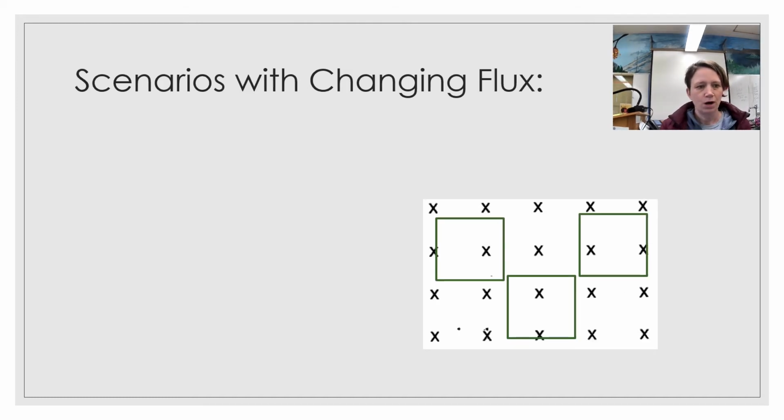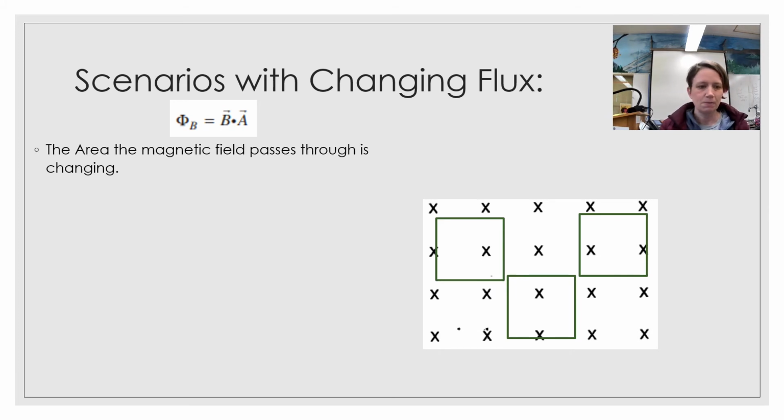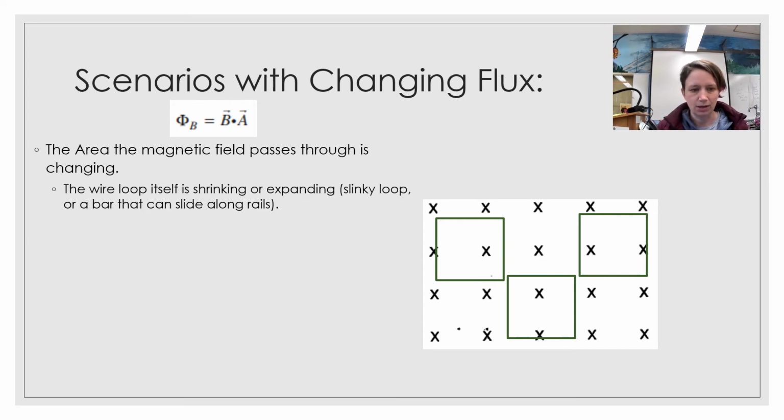Let's take a look at a few common scenarios where the flux through a loop is changing. Remember that flux is the magnetic field strength multiplied by the area. You could have a situation then for flux to change, either the B or the A has to change. If the area the magnetic field is passing through is changing, we're going to have a change in flux. There's a few different ways we can set up our design to make this happen.